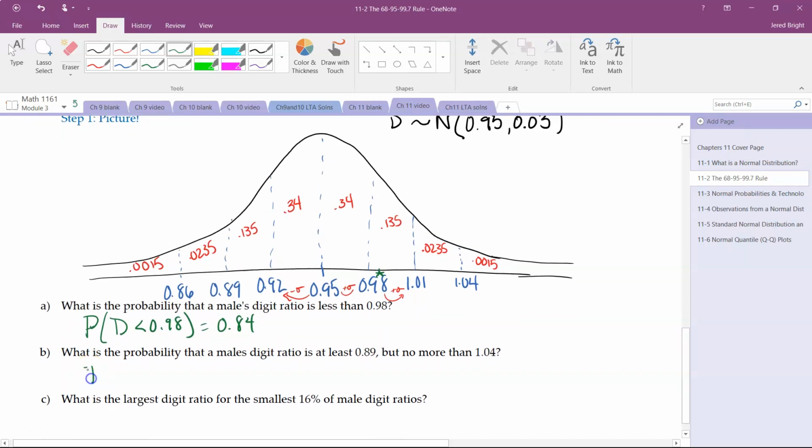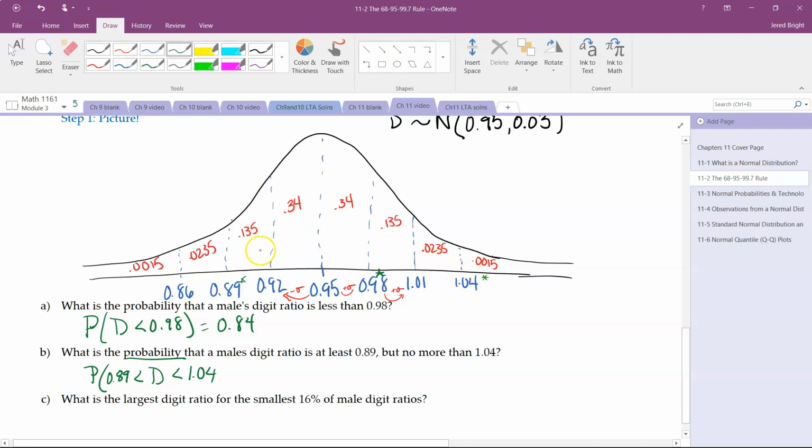Part B, what is the probability statement that a male's digit ratio is at least 0.89? Sorry, I said that wrong. But no more than 1.04. So I'm looking from here up to there now. So I would have to add everything up.